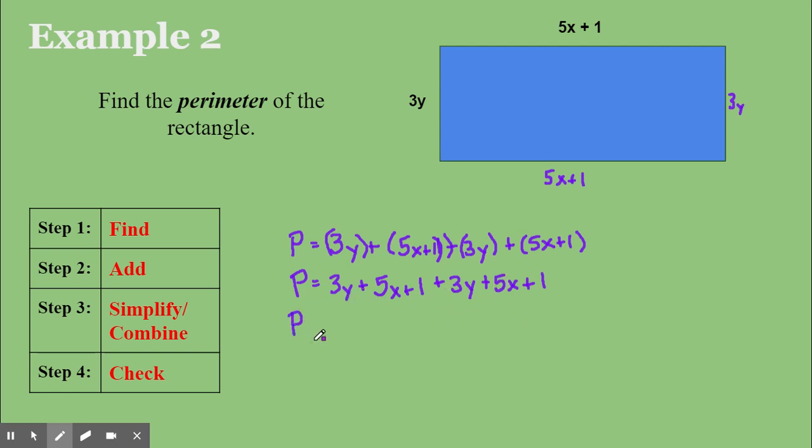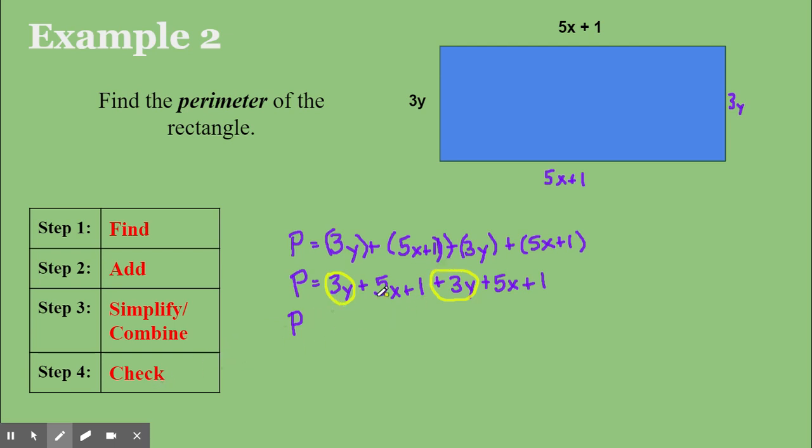Now we're going to simplify by combining like terms. So let's look for our like terms. The first thing I have here has a y as its variable. So we're going to look for anything that just has a y for its variable. When you circle it, please circle the sign in front.